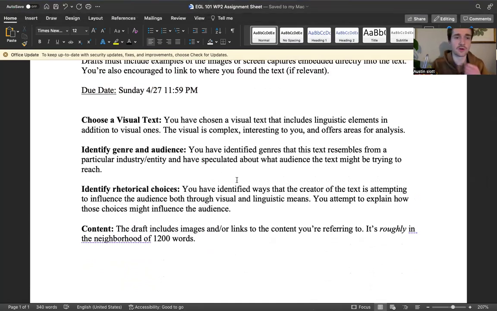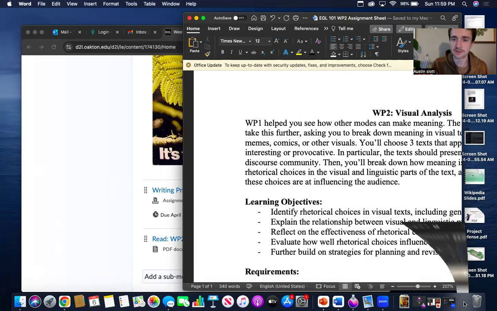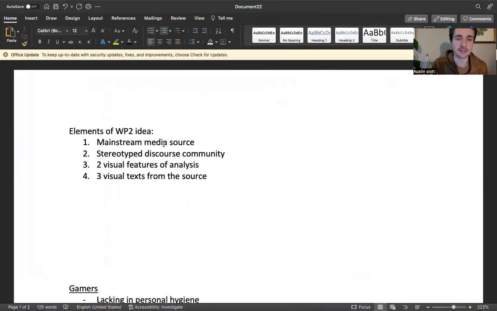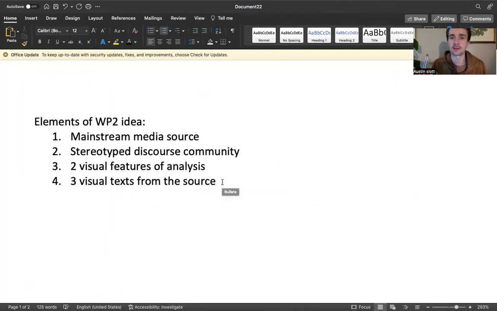But actually, what I want to do that I think will help bring a little more clarity to this, we're going to move over to this document right here. Okay. So as you're starting to think about ideas, hopefully you're not expecting anything right now after first hearing about this project. But things to keep in mind, right? So first and foremost, your idea has to be coming from a mainstream source.